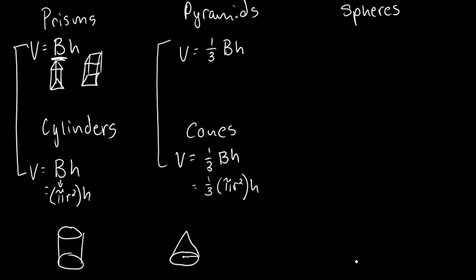And for spheres, we actually have two different formulas that we'll be looking at. We will be looking at volume, which is going to be 4/3 pi r cubed. It's a volume, so it's going to be cubed. And then we are going to be handling surface area of spheres in this section as well, which is 4 pi r squared. And it is squared because we are talking about an area, not a volume.